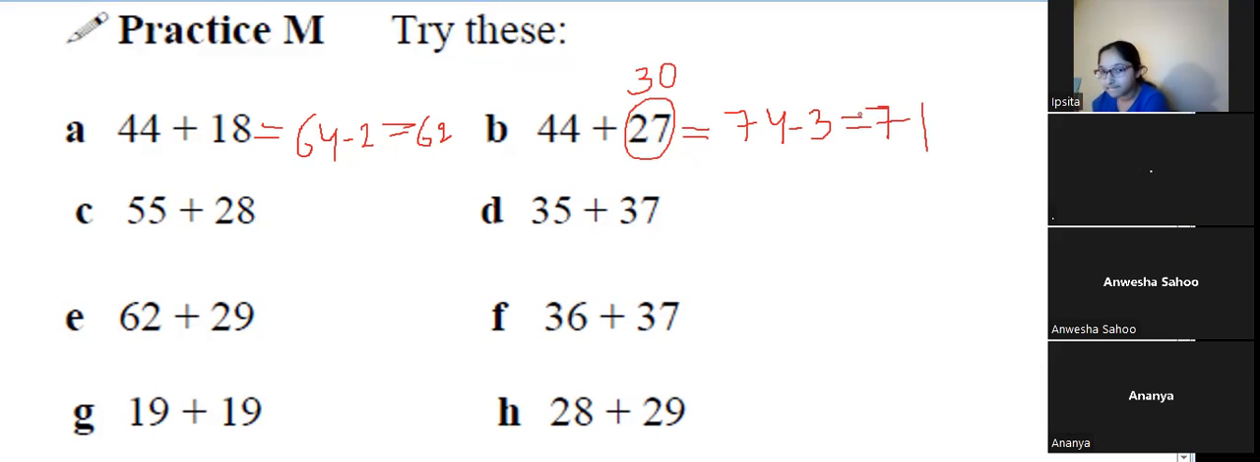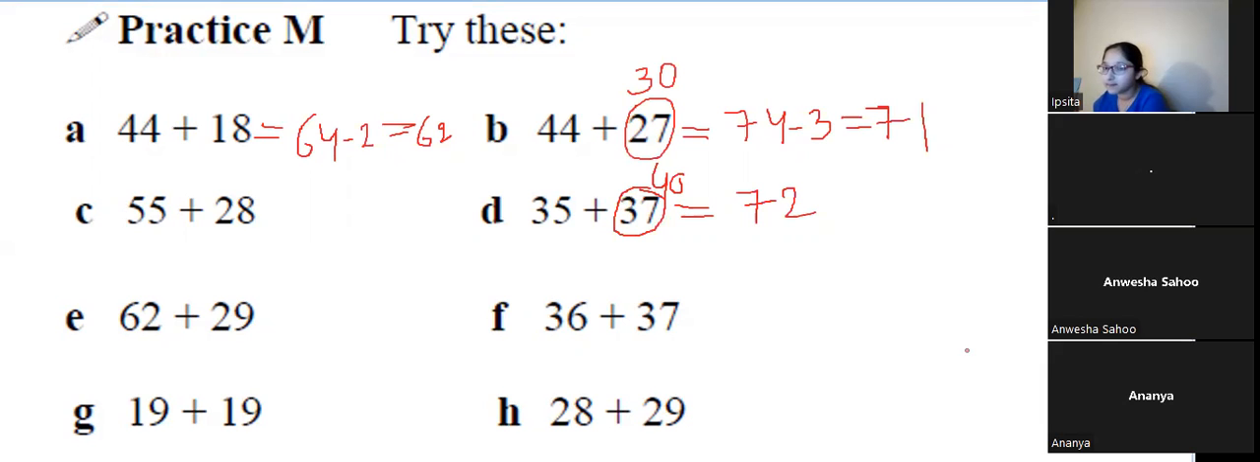Next, Anvesha, your question is D for Delhi. Sir, instead of adding 37 with 35, I'll add 40 with 35, which is 75. And because I added 40 instead of 37, I will subtract 3, which is 72. 72. Correct.